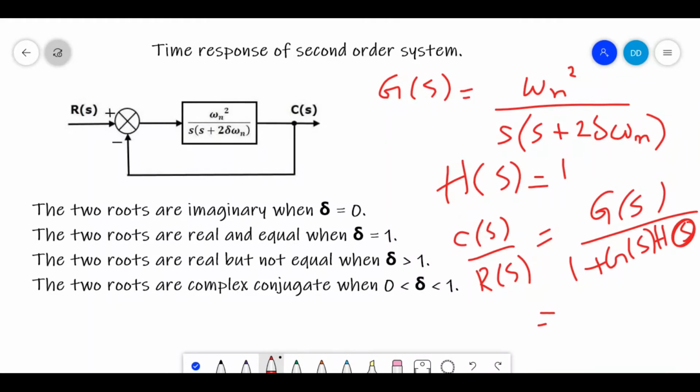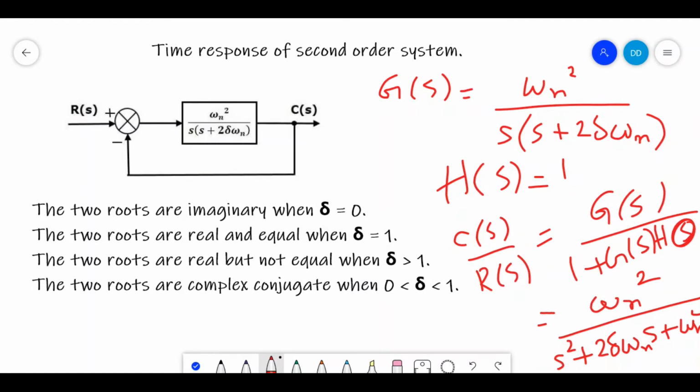On substituting the values of G(s) and H(s), we get omega n square divided by s square plus 2 delta omega n into s plus omega n square. So this is the closed loop transfer function. If you observe the denominator, the highest power of s is 2. So we call it a second order system.